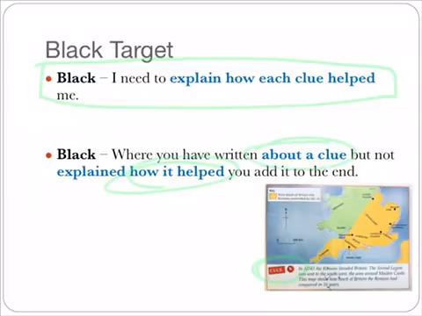That's it. So try for each one, look back and see where you've mentioned a clue and you've not explained how it helped, put a little star like that. And then put a little star at the end of your work. Okay, I know what that is really, but it's meant to be a star. And then link them up and basically say, this is why, this is how this clue helped me.